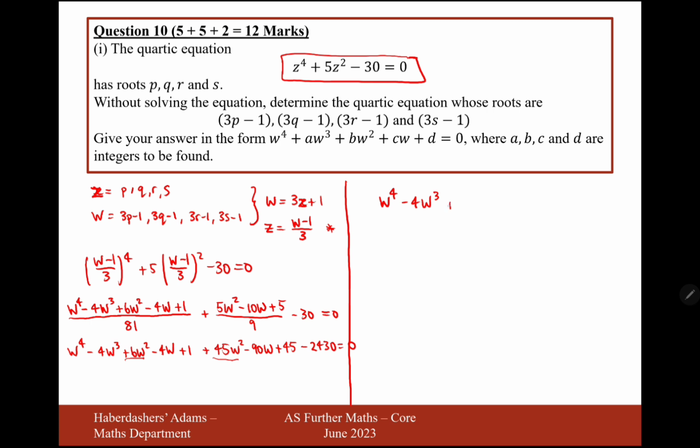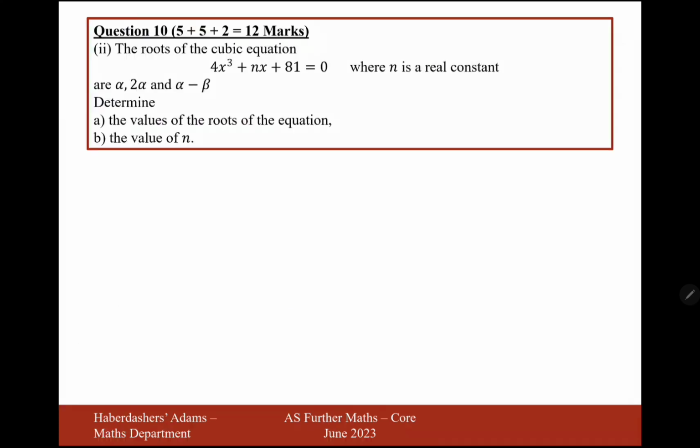So now the final answer is w to the 4 minus 4w cubed, 6w squared and 45w squared, so that's 51w squared. We've got a minus 4, and minus 90, and that's it, so minus 94w. And then on the numbers, we've got a 1, a 45, and a minus 2430, so it's minus 2384 equals 0. And there we are. That's the answer to part 1.